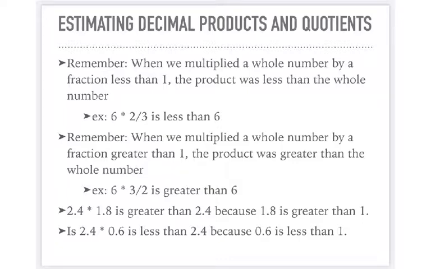So, 2 and 4/10 times 1 and 8/10 is greater than 2 and 4/10 because 1 and 8/10 is greater than 1. But 2 and 4/10 times 6/10 would be less than 2 and 4/10 because 6/10 is less than 1. Hopefully that's what you had.